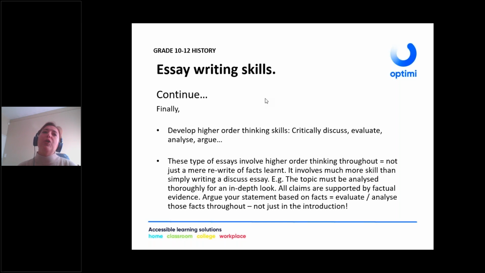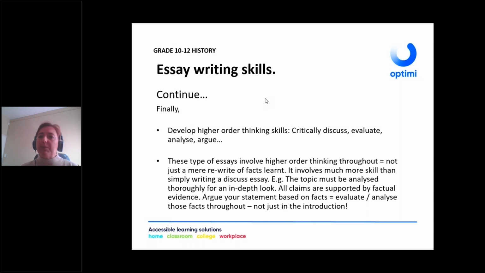And it does not help only to write in your introduction, this statement made was invalid because of this, and now simply in the rest of the essay discuss facts. You still need to argue throughout your essay and not just mention facts, because then it becomes a discuss essay and not an argumentative essay. So please, guys, this is one aspect that you need to practice and develop.